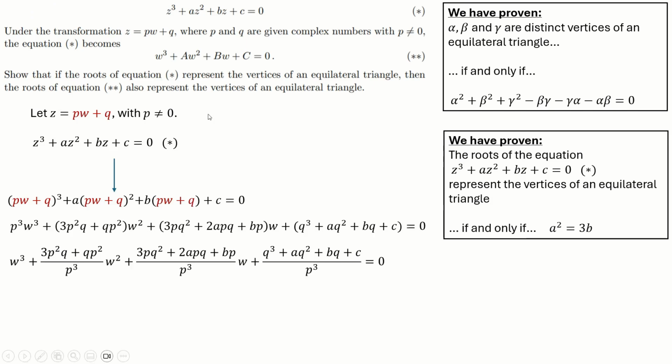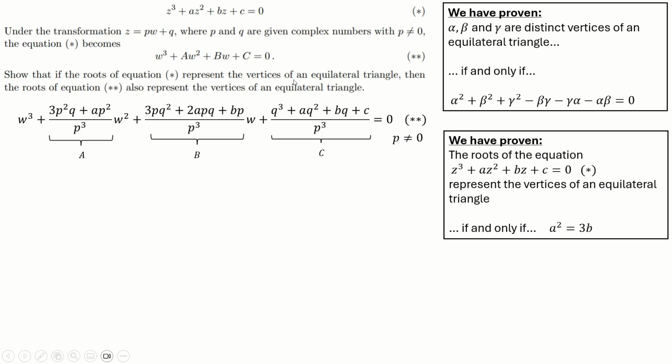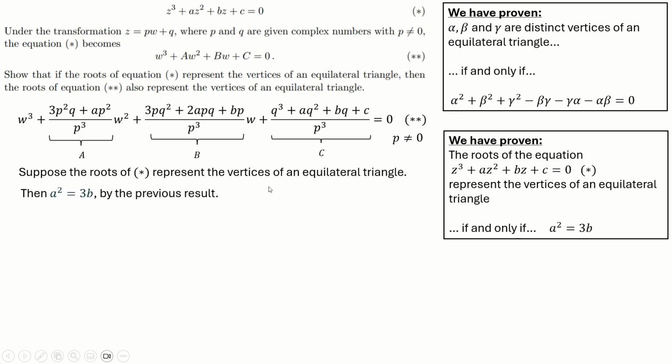Divide by p cubed in order to get a 1 here as required. And then this thing here is a, this thing here is b, and this thing here is c. And we'll call that star star, where with a, b, and c in the right place. And now we need to take that and show that if the roots of these things are in an equilateral triangle, then these ones are also, is what we're being asked to show. So let's suppose that they are, which of course means that a squared equals 3b by this result, the second of the 3 results that we're doing today.